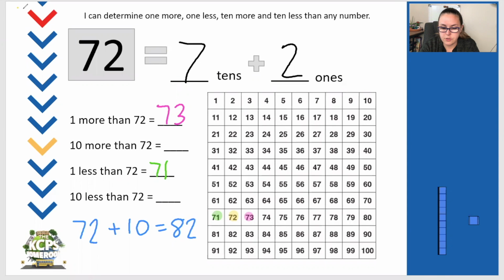Now look at your hundreds chart. Where do you see 82? Above or below 72? That's right, you see it below. Now the last step is to calculate 10 less than 72. That's your job today and this week.